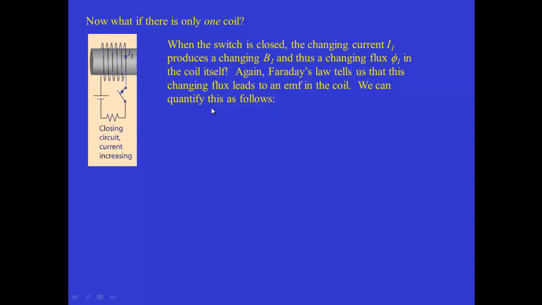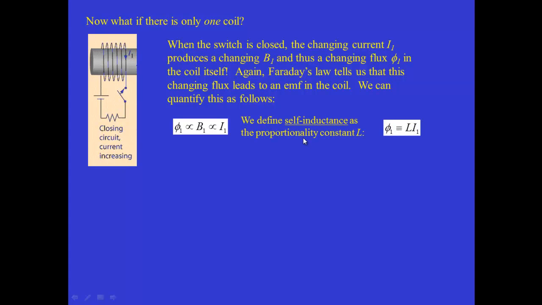We can quantify this very similar to the way that we did for the mutual inductance by noting that there should be a proportionality between the flux through coil 1 and the magnetic field set up in coil 1, and that magnetic field, of course, depends on the current. So if we define a proportionality constant between phi and I, we'll call this L by convention. L is the self-inductance of this coil, and again it depends on the size and the shape of the coil.